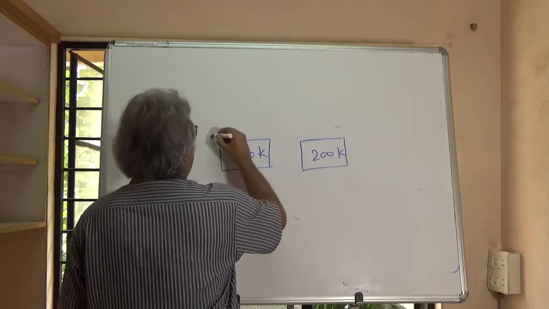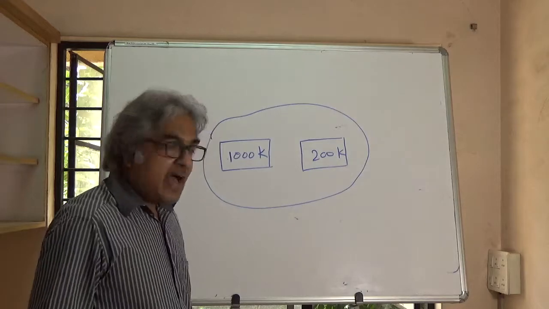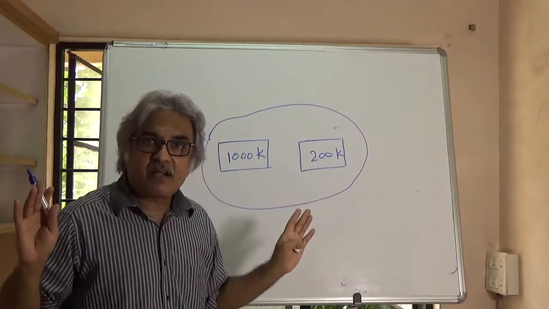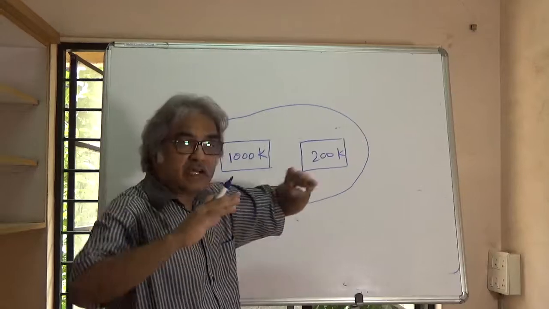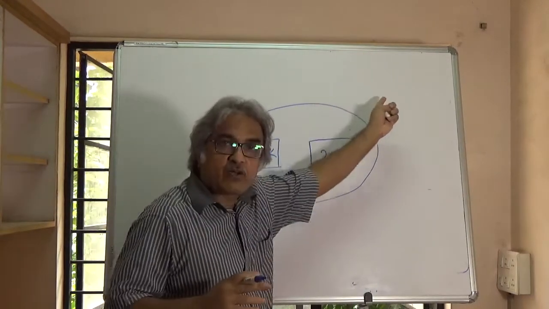Let's say I consider them part of a system, and we consider that there is no heat interaction with the surrounding. The system and surrounding are completely isolated. There is no heat or work interaction across the system boundary.